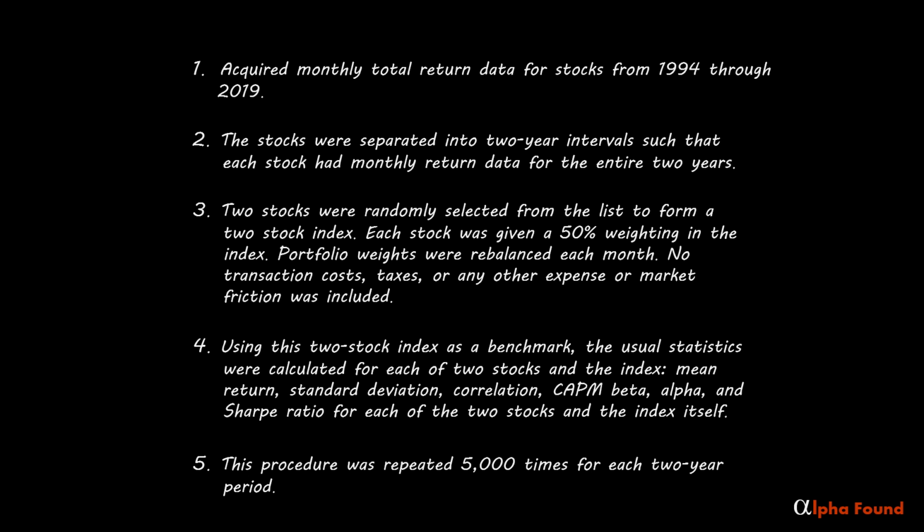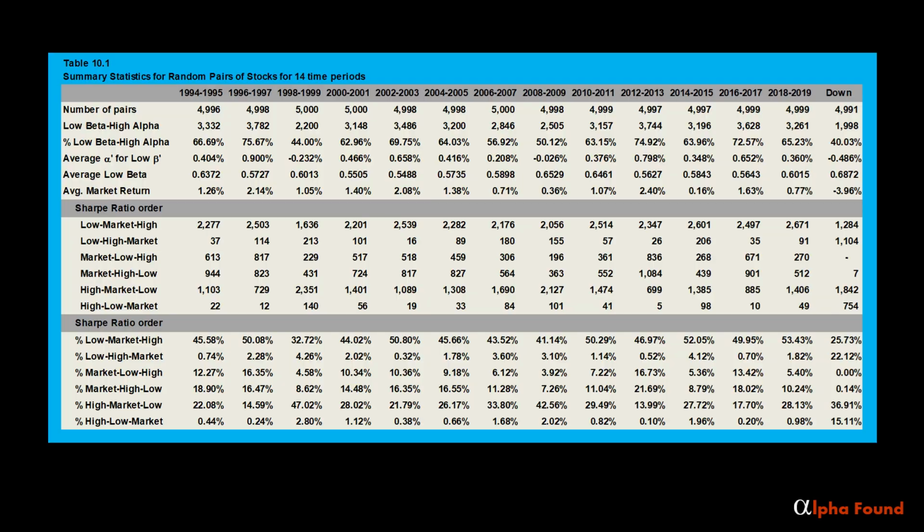Also, remember it was said in the last video that in a generally falling market, the order of expected Sharpe ratios reverses. The sign of expected alpha also reverses in a falling market. The outcomes of the 5,000 randomly constructed 2-stock portfolios were tabulated concerning alpha, CAPM beta, and Sharpe ratios for each time period. Here are the results.